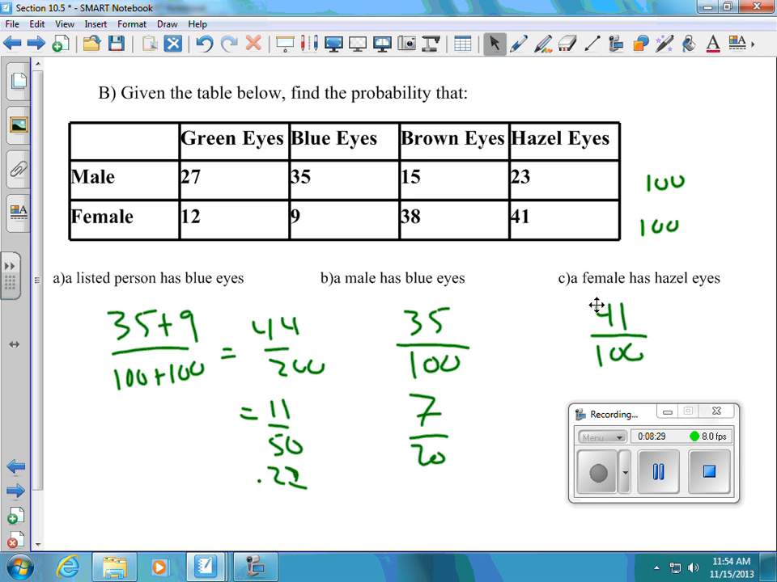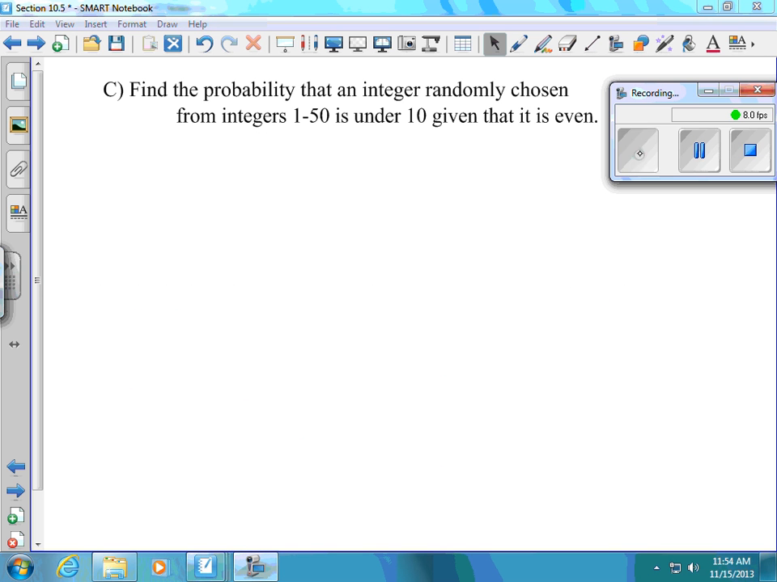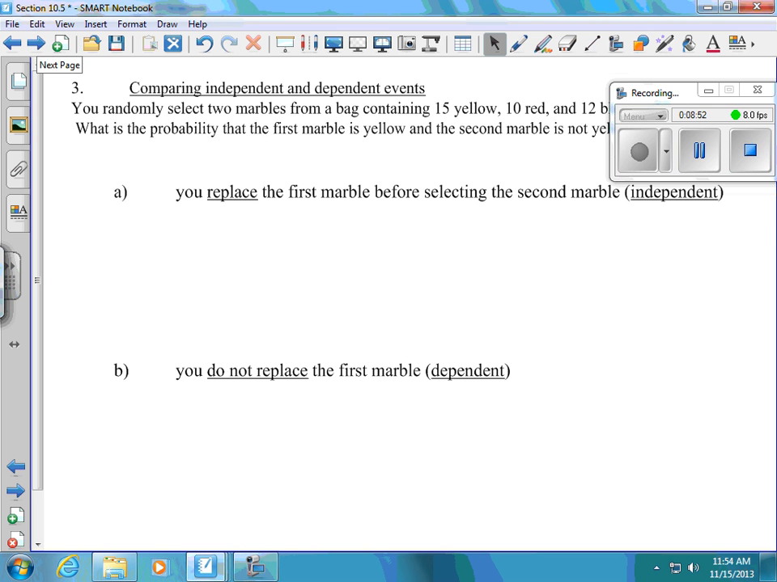Okay. So using a chart may happen as well, especially with real world data. You'll be given a chart and find probabilities that way. So let's find the probability that an integer randomly chosen from the integers 1 through 50 is under 10, given an event. I'm going to leave that one for you guys. We're going to go to the next example, okay? But that's one for you to practice, okay? We're going to compare independent and dependent events.